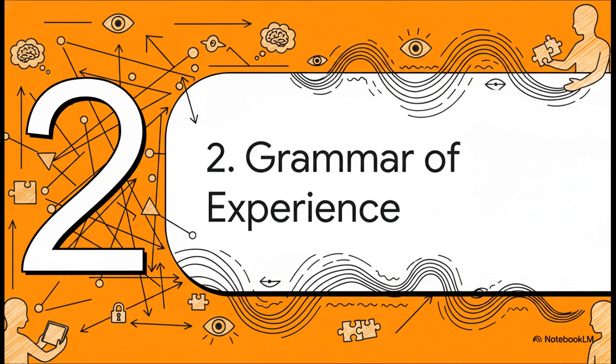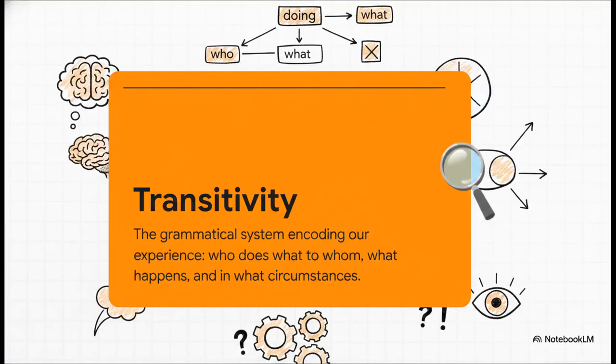It's time to introduce the big idea that solves this whole puzzle, what we might call the grammar of our experience. The key concept here is something called transitivity, and this comes from the brilliant linguist M.A.K. Halliday. Now, don't let the fancy word scare you. This isn't about boring rules. It's the entire system our language uses to map out reality, to encode who does what to whom, what's going on, and all the circumstances surrounding it. It's the blueprint of experience.